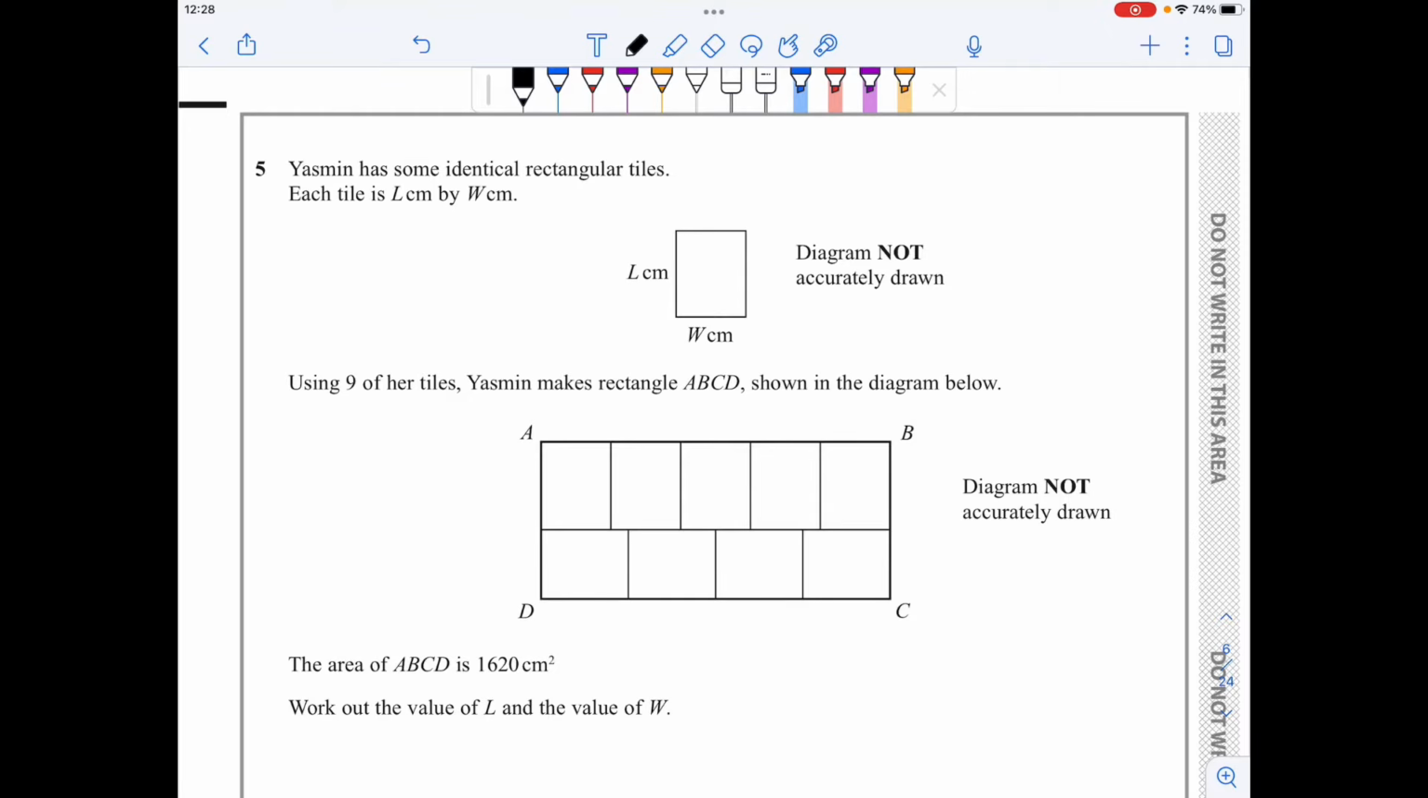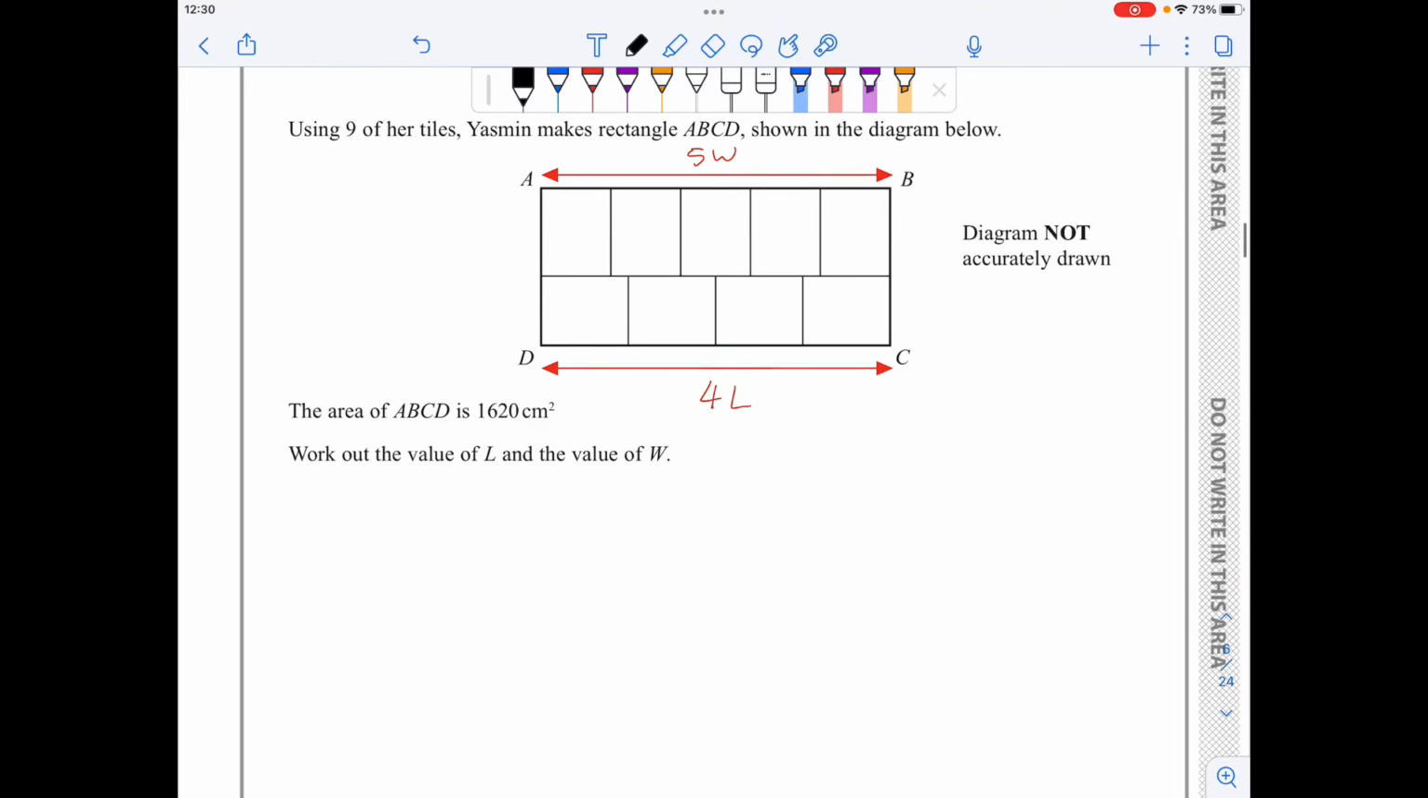In question 5, I need to find the length and the width of this rectangle. Now, note, because I have 2 unknowns, L and W, I'll need to create 2 equations and solve them simultaneously. The first equation comes from the fact that A in B and C in D are equal. Now, A in B is equal to 5 widths, while C in D is equal to 4 lengths. Hence, the first equation comes from the fact that 5W equals 4 times L.